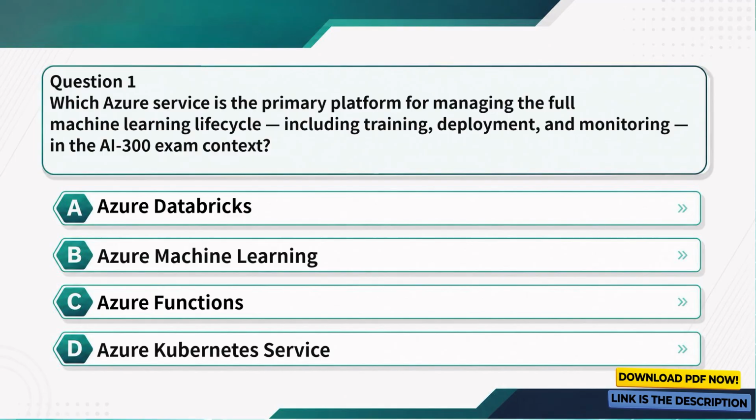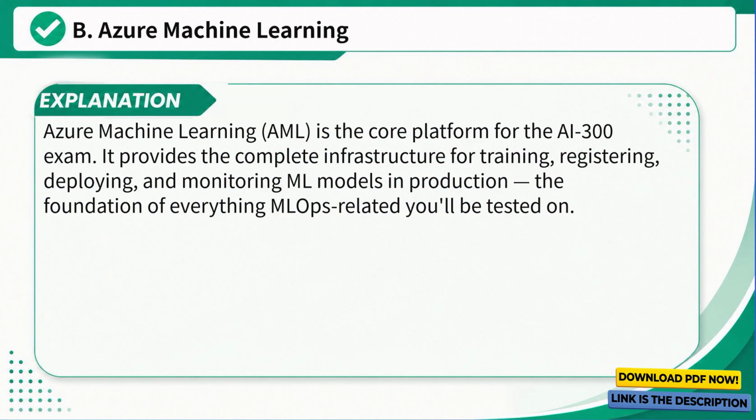Let's get into the questions right now. Question 1: Which Azure service is the primary platform for managing the full machine learning lifecycle, including training, deployment, and monitoring, in the AI-300 exam context? A. Azure Databricks. B. Azure Machine Learning. C. Azure Functions. D. Azure Kubernetes Service. Correct answer: B. Azure Machine Learning.